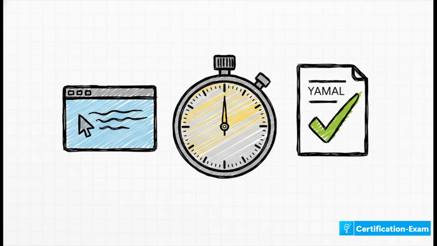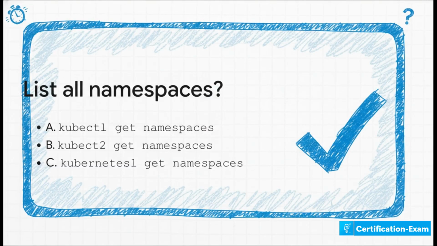Now, here's the kicker. With only 2 hours to get through all those tasks, knowing the concepts just isn't enough. It is a flat-out race against the clock. Your speed and your accuracy, especially with those YAML files, are absolutely critical. Every single second counts. All right, let's try to feel that pressure right now. Quick question for you. How do you list all the namespaces in the cluster? You have to know it instantly.